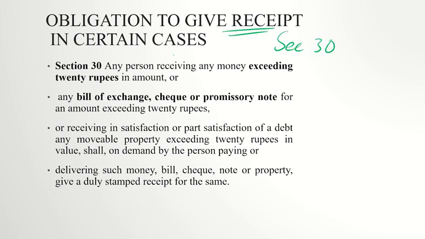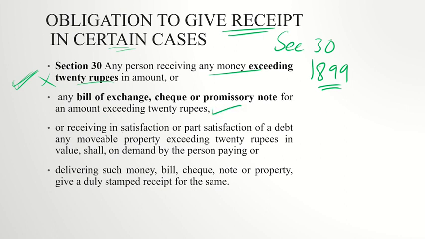We have to give a receipt in certain cases. So any person receiving money exceeding 20 rupees, that means in today's world everybody, because this act was 1899, but today 20 rupees has no value. It means it is for the document purpose, there is no value. That is why any bill of exchange, check or promissory note which is exceeding 20 rupees, that means everything.